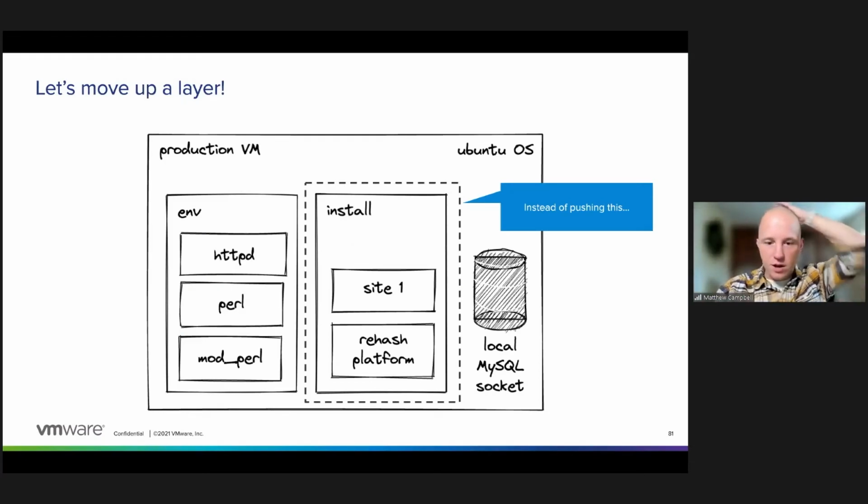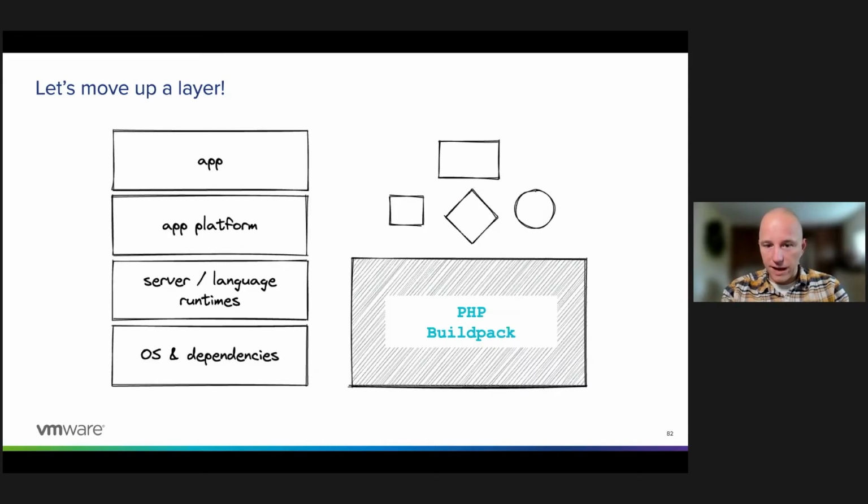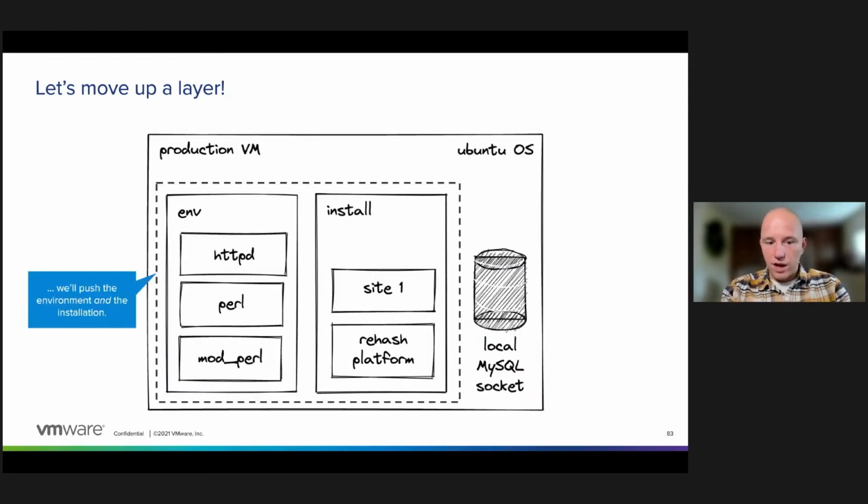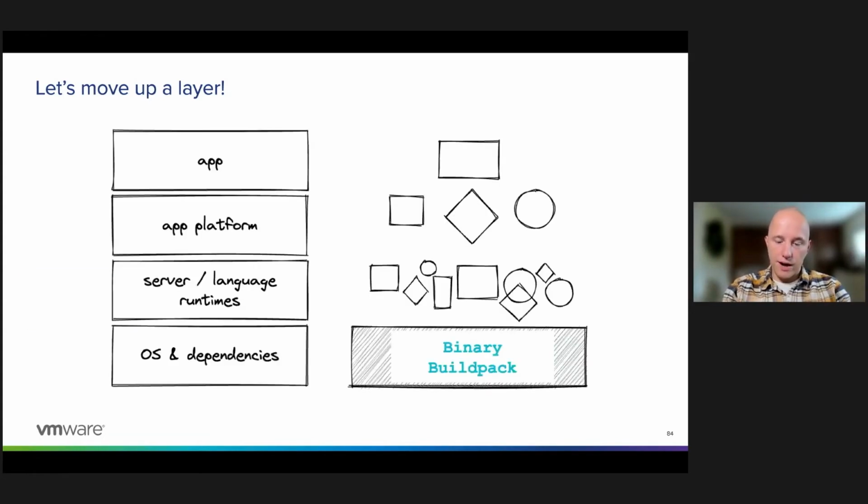I mean, all of these are decision points and trade-offs, right? We could keep going down that rabbit hole, keep trying to do some interesting stuff, or maybe we rebuild things with a more similar Perl version. But at this point, I think it's worth moving up a layer, and instead of pushing this install directory with our PHP buildpack, we're going to push all of this. We're going to push our environment and our installation together with our binary buildpack.